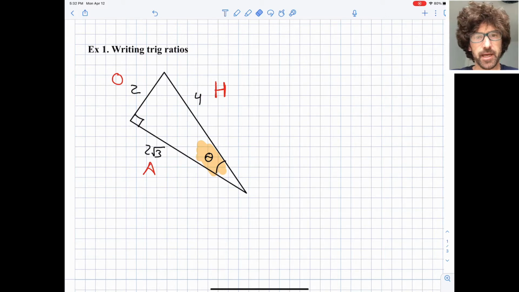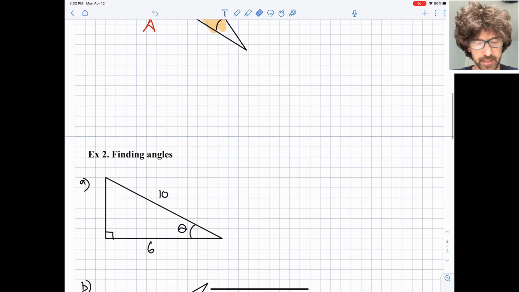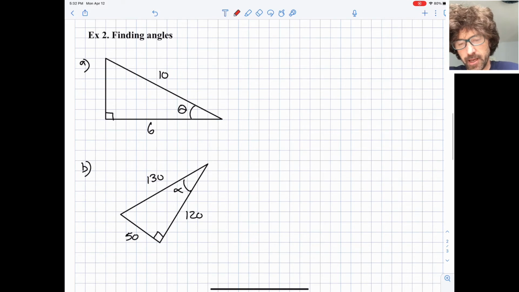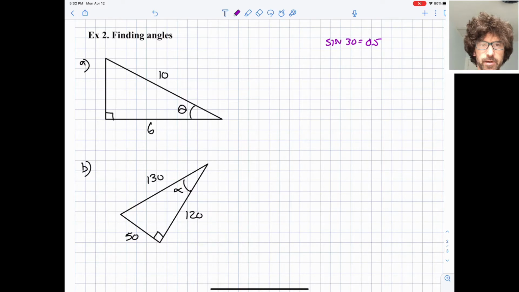Let's actually apply this to finding missing angles in a triangle. As a reminder, whenever you're doing anything with right triangle trigonometry, make sure you know what mode your calculator is in. And if you want to be in degree mode, in this case we're working in degrees, so I do suggest that. Check it. You can do the sine of 30. You should get 0.5. That's a good way to check to see if you're in the right mode.